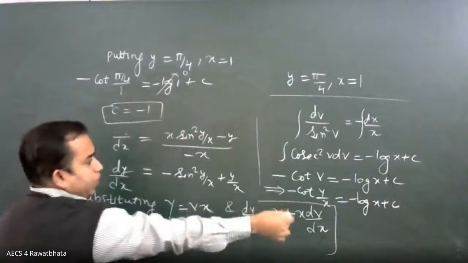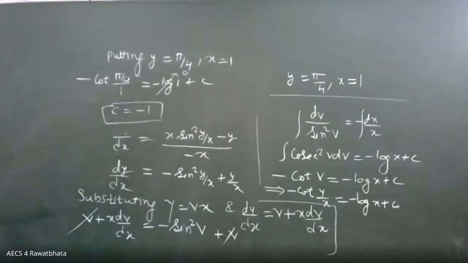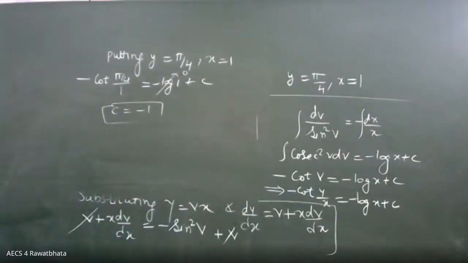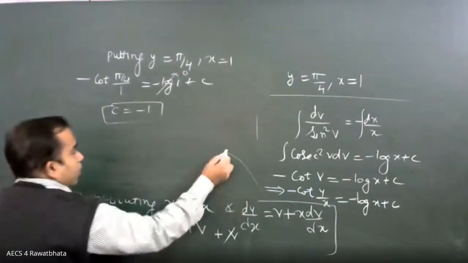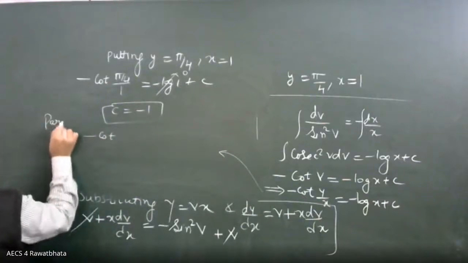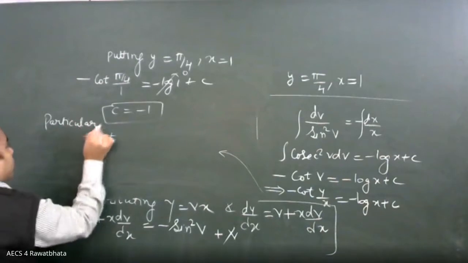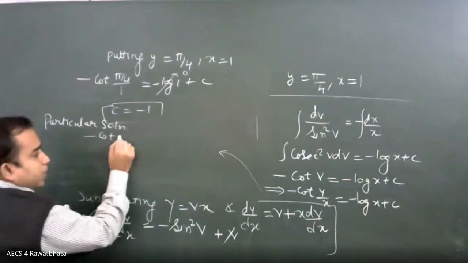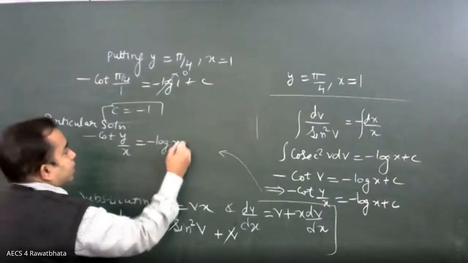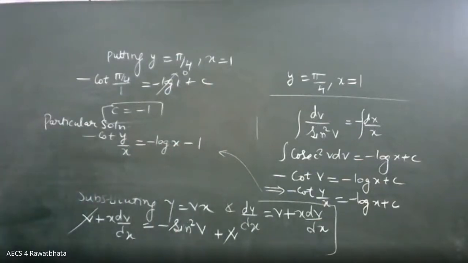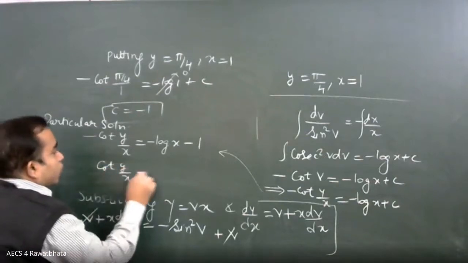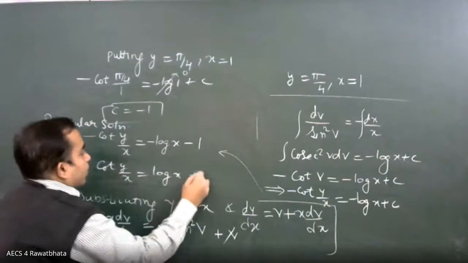Again you substitute there and declare it as your final answer. So be ready to check the answer. So this will become minus cot y upon x equal to minus log x minus 1. Minus common cancelled throughout, and it will become cot y upon x equal to log x plus 1.